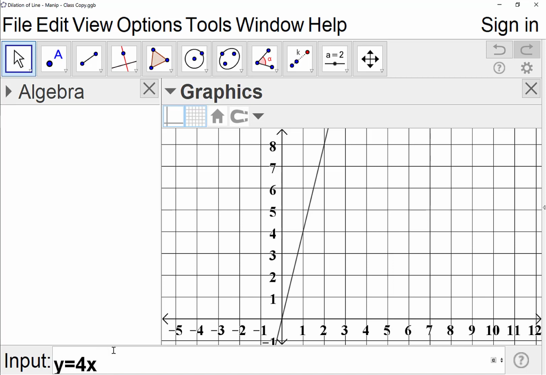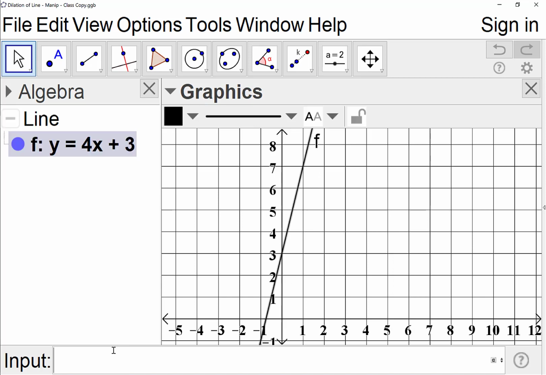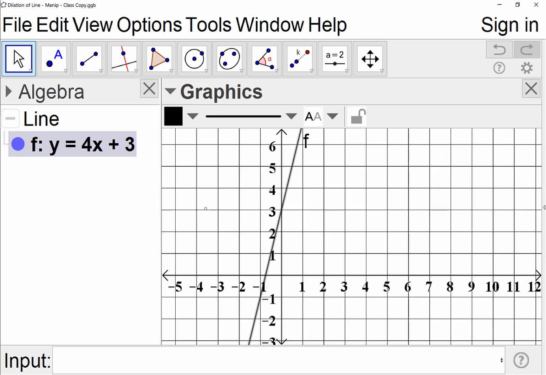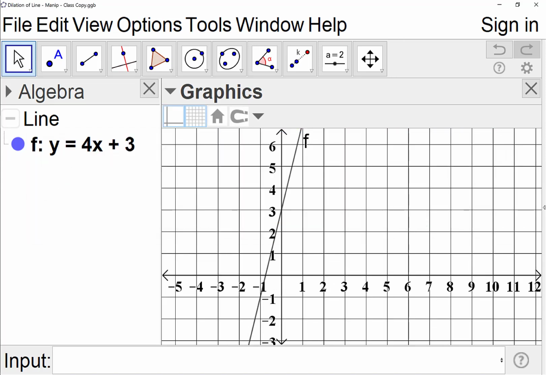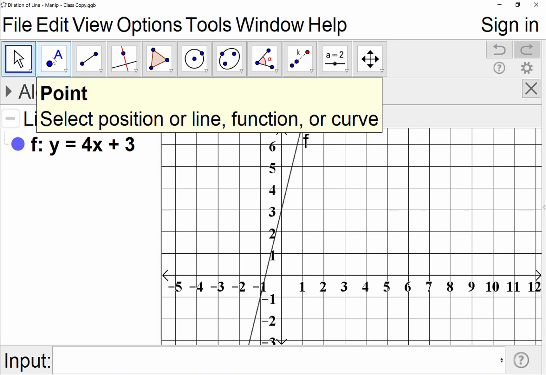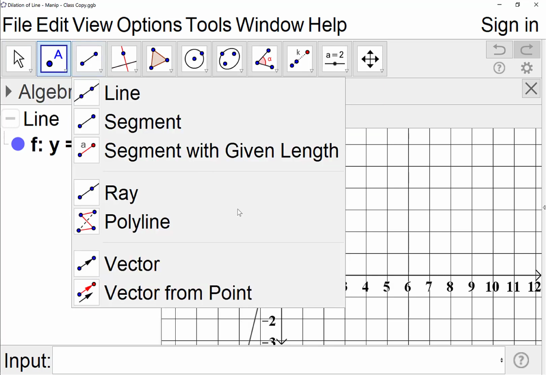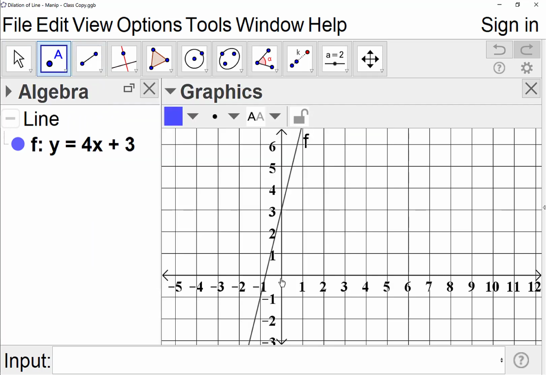Shift. That's the shift. Hit enter. That's going to give you that equation. I then want you to plot the origin. Do you know where the origin is? Where? Good. So, click point. That's my house with that phone. And then click it. Yep. Good.